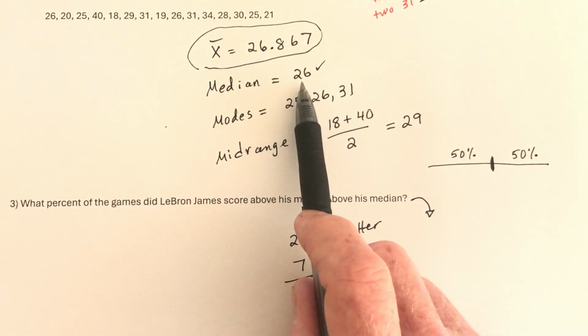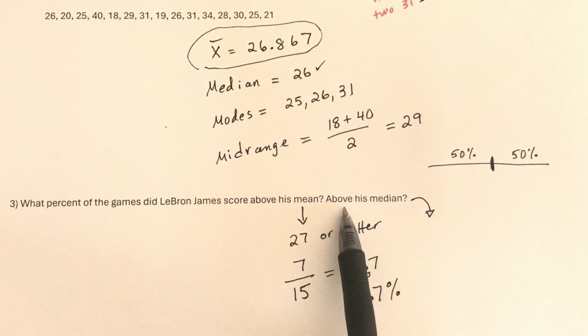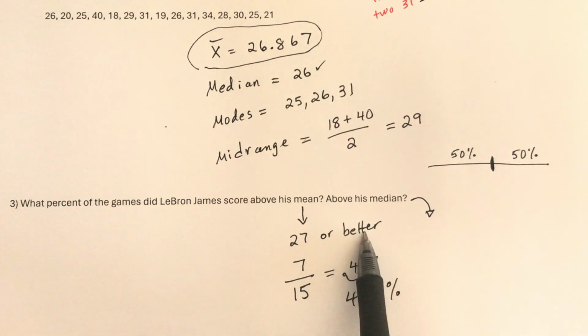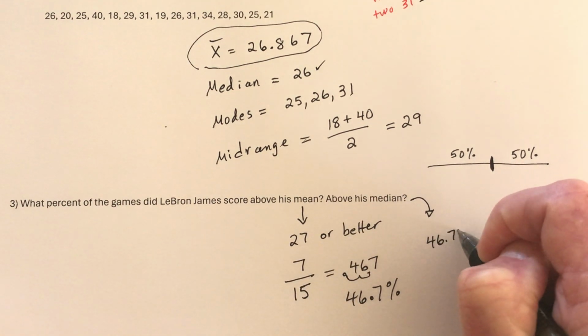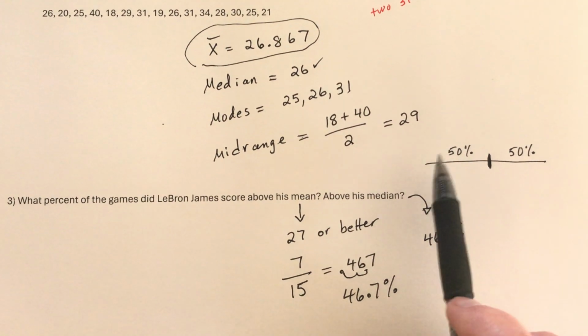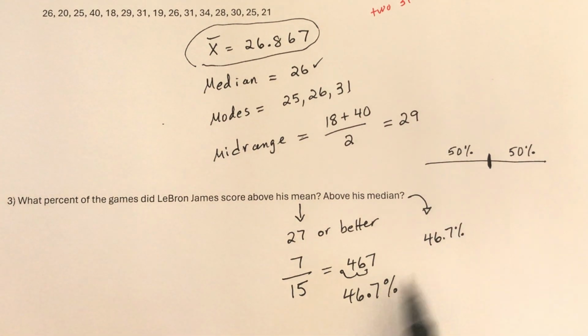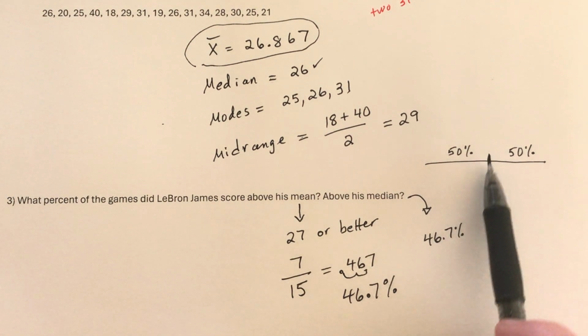Since the median was 26 and I said above that, that means 27 or better, which is the same thing as this. So it's also 46.7%. So it's not exactly 50-50, but it's pretty close. So that's the job of the mean and the median. They're supposed to tell you what's in the middle.